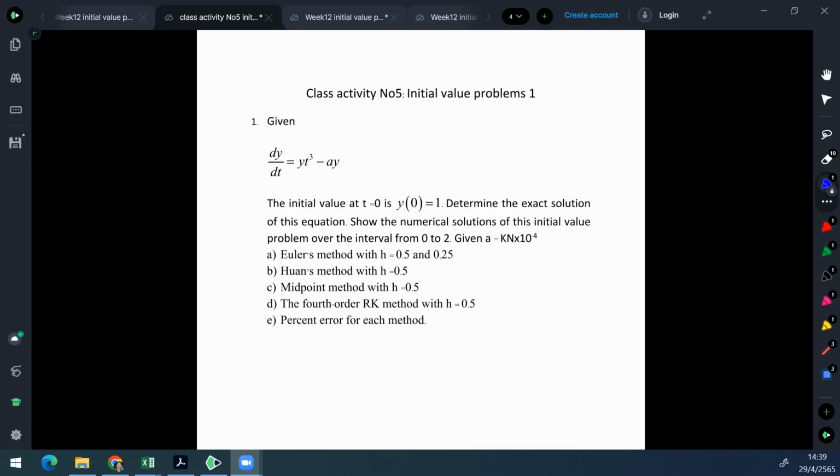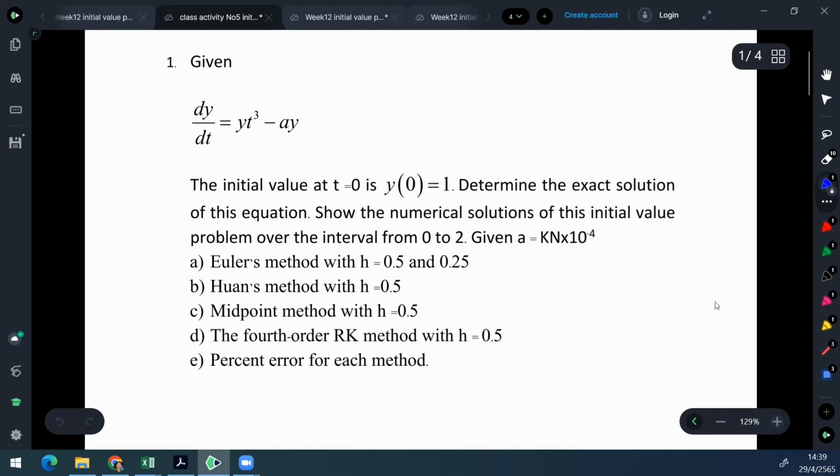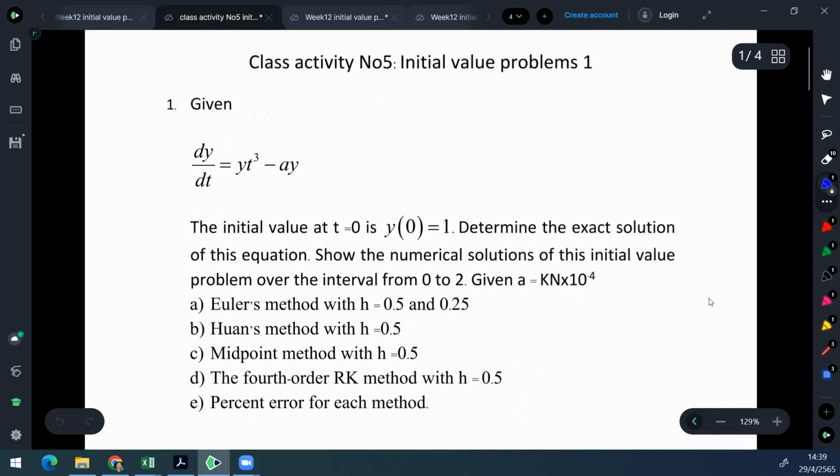Okay, I'm recording. For this class activity, we will start with the Runge-Kutta method. We will solve it with the fourth order Runge-Kutta method. So we start with how to determine the exact solution. The exact solution for this class activity is equal to what?